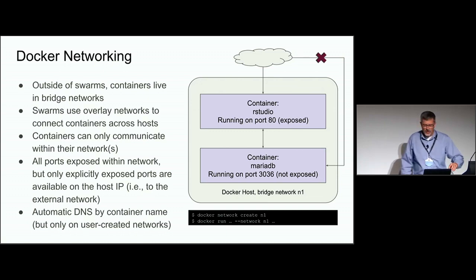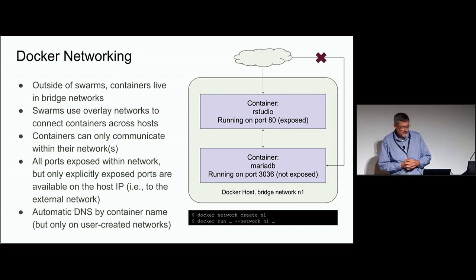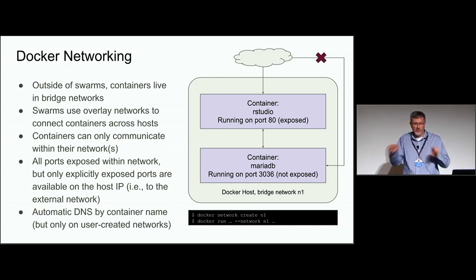Okay, so the default network type in Docker is a bridge network. The other type you would use is overlay networks if you're running Swarm. And really a Swarm overlay network is just a bridge network that spans multiple hosts, and they're just connected by a VPN, essentially.